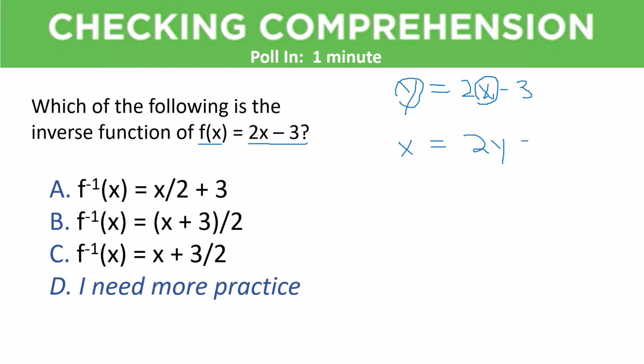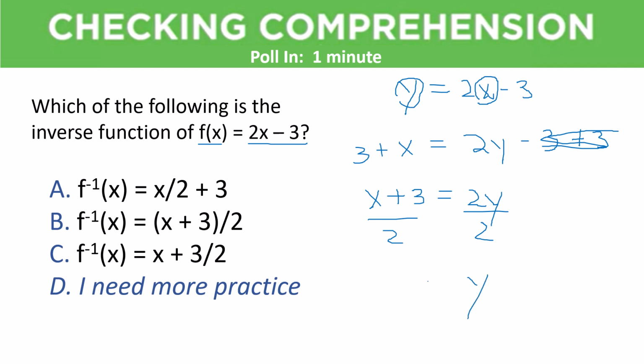So x equals 2y minus 3. Now keep in mind that we're solving for y, so the first step would be to add 3 to both sides. So we'll have x plus 3 is equal to 2y. -3 and +3 is 0. We still have to divide by 2 to isolate the y. So now we have y equals (x plus 3) divided by 2. And that is answer choice B.